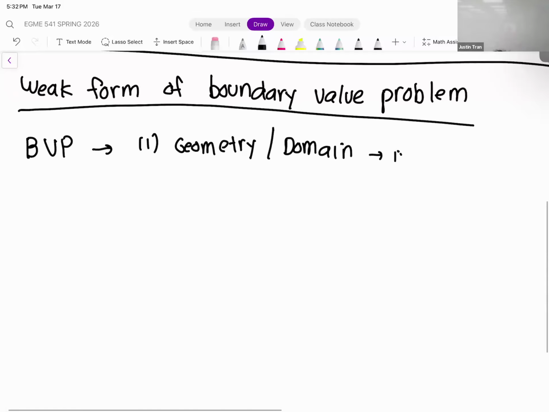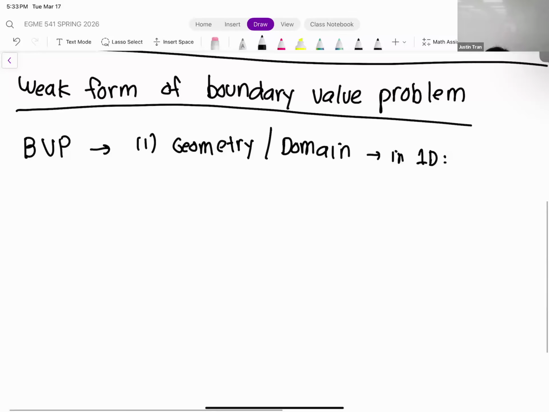So in 1D, this is going to be maybe x1, which is less than or equal to x, which is less than or equal to x2. So there's a lower bound and an upper bound that defines our domain.